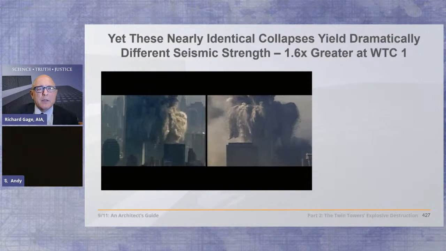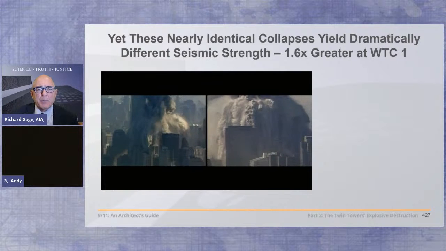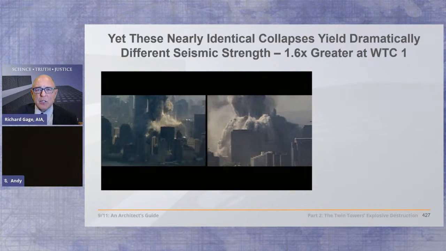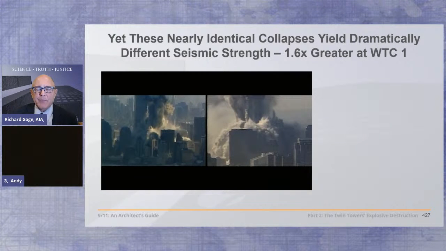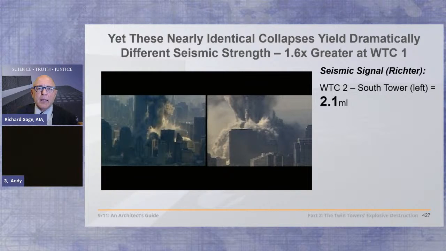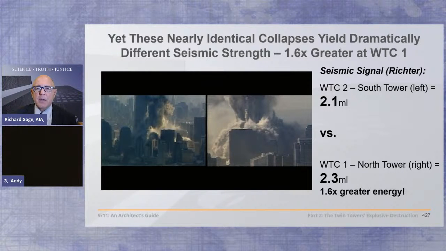Now, these nearly identical buildings and their nearly identical collapses are dramatically different seismic strengths. 1.6 times greater in one case. That cannot be accounted for by the minor differences in the buildings, such as one having an antenna and one not. 2.1 on the Richter scale for South Tower, 2.3 for the North Tower. This is 1.6 times the energy. It's a logarithmic scale, so you have to take that into account.